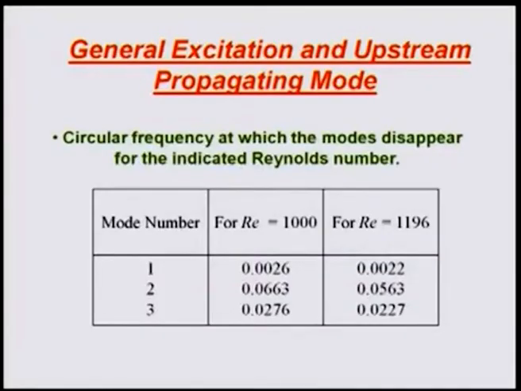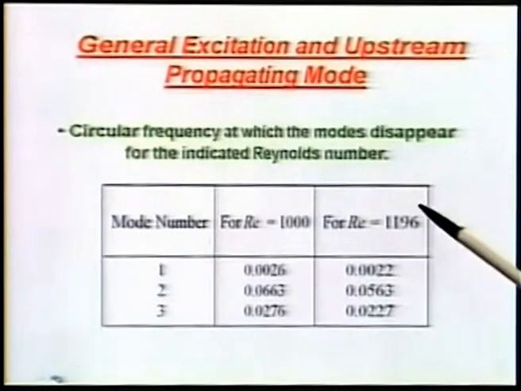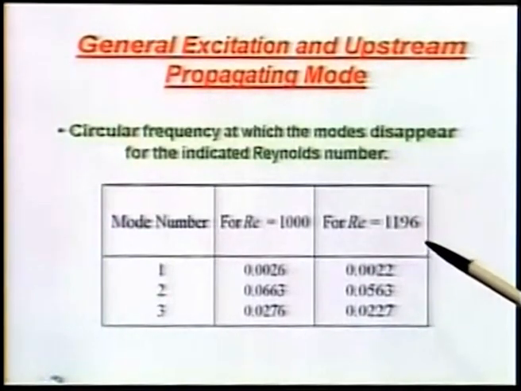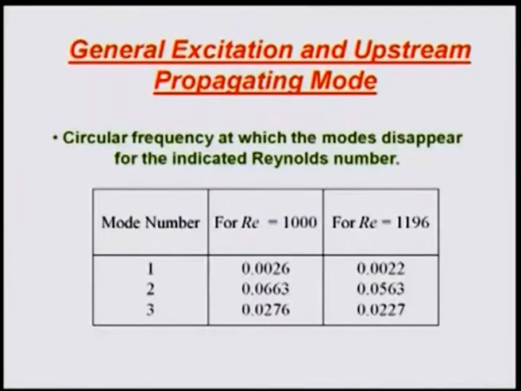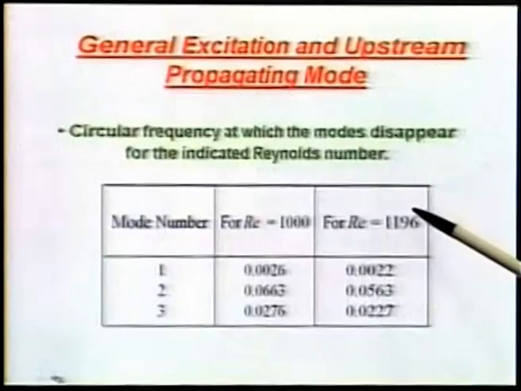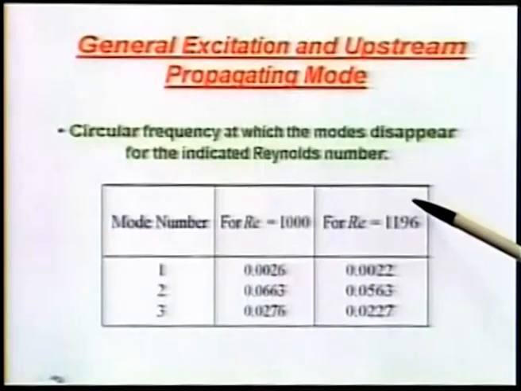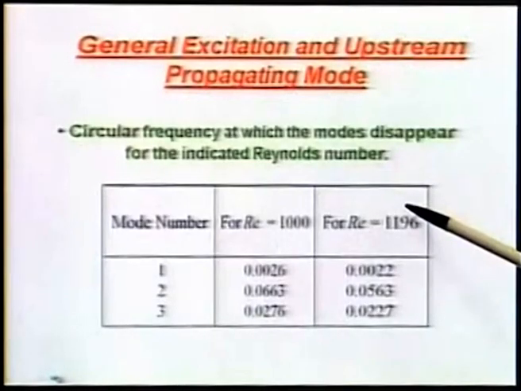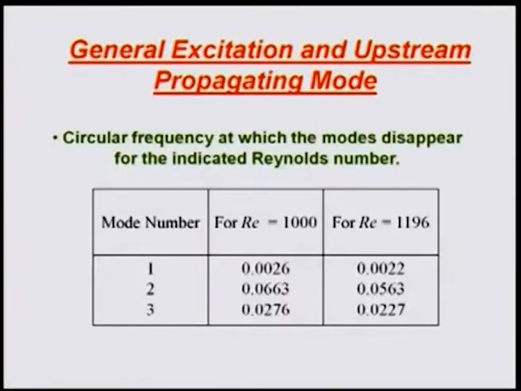However, this was reinvestigated in the early 90s by a group in Cambridge. Mike Gaster was looking at it, and they had a very nice clean, noise-free tunnel, and they tried to replicate the experiment done by G.I. Taylor. So, what they did was they put in a bump where the local Reynolds number based on displacement thickness is 1196. Okay.